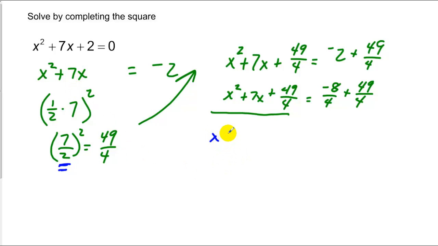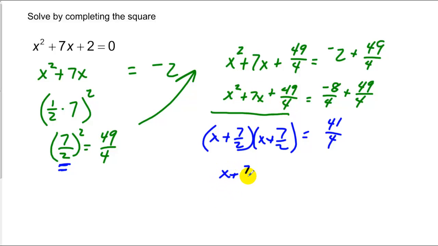So if I say x plus 7 over 2 times x plus 7 over 2 is equal to, that's 41 over 4. Notice 7 over 2 times 7 over 2 is 49 over 4. And 7 over 2 plus 7 over 2 is 14 over 2, which is 7. So this multiplies to 49 over 4, adds to 7. So I have x plus 7 over 2 quantity squared equals 41 over 4. Square root both sides. Again, this is a little messy.